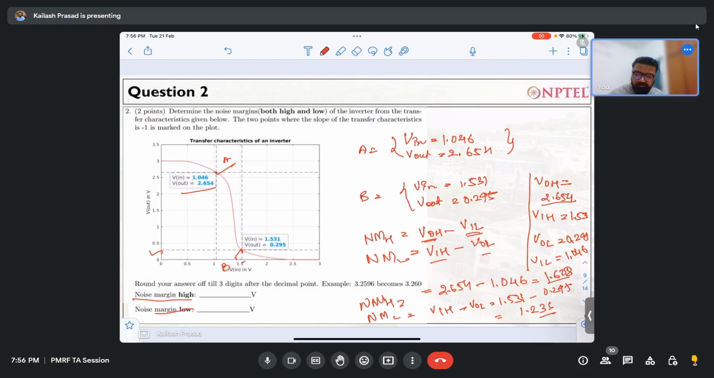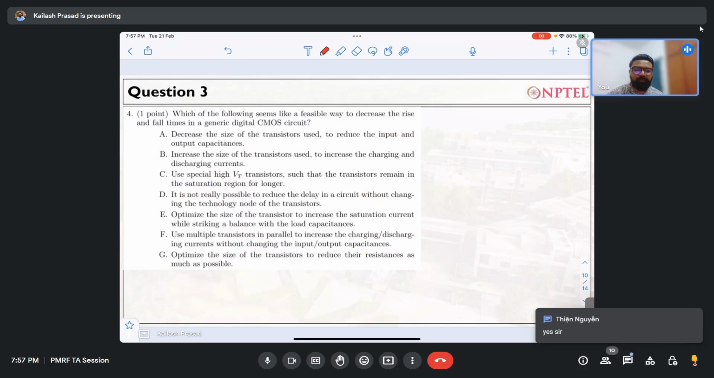Okay, so this is the answer. Everybody agrees with this? The simple calculation. Okay, so I will quickly move to the next question, which is again a very simple one. Just read through it and tell me the answer. Which one is the option?